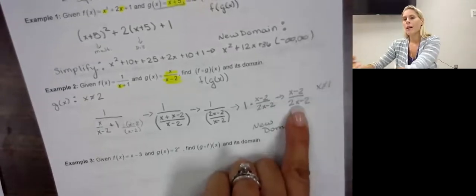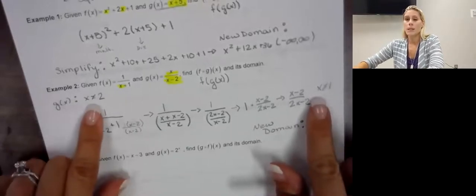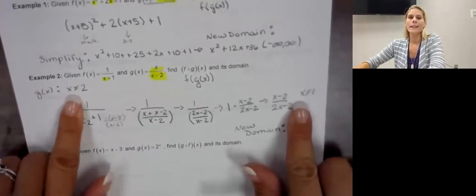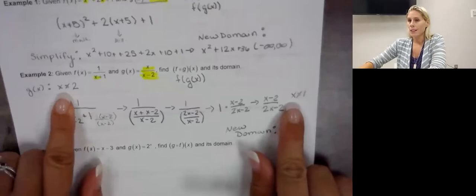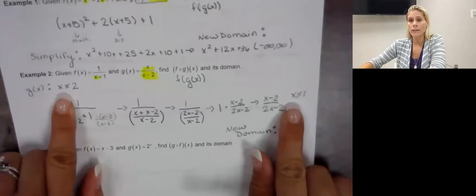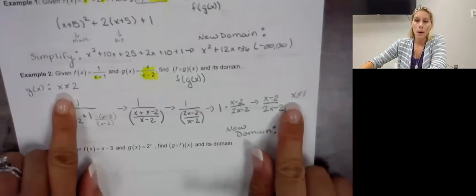Okay. Now I have to combine these two problems together. x cannot equal 2 and x cannot equal 1. I am going to write this in interval notation just in case our practice work wants it.